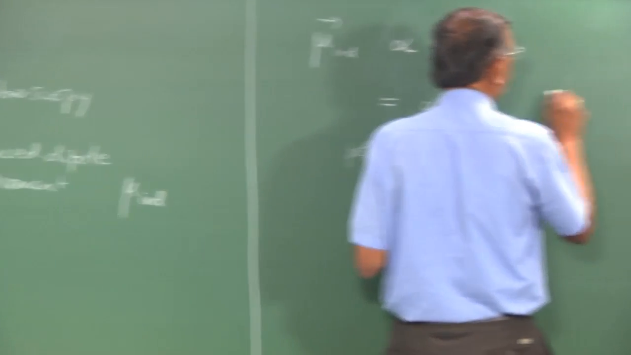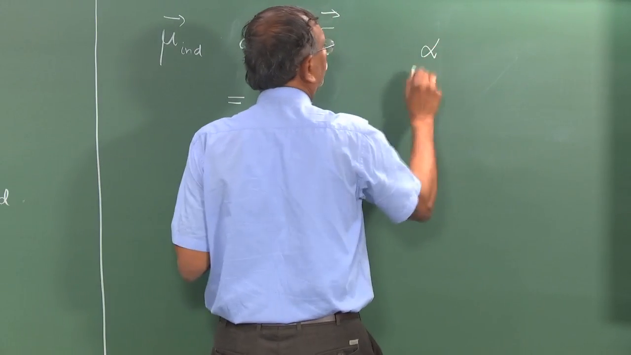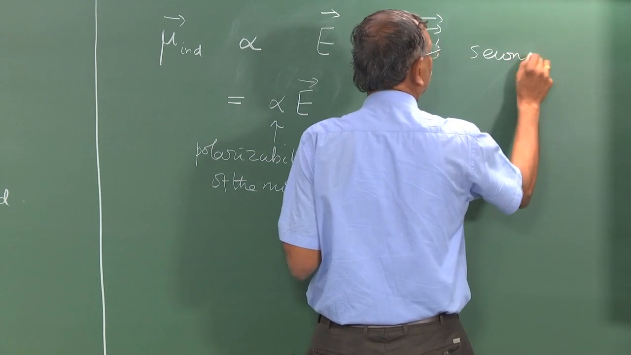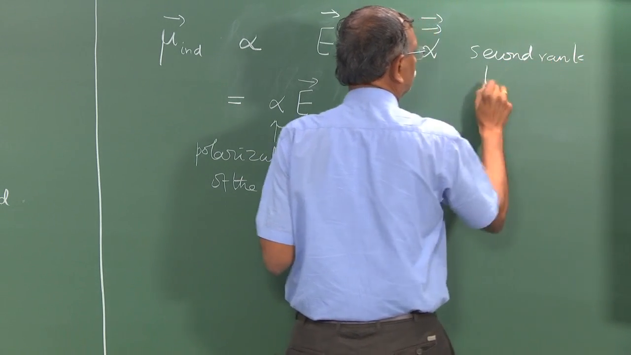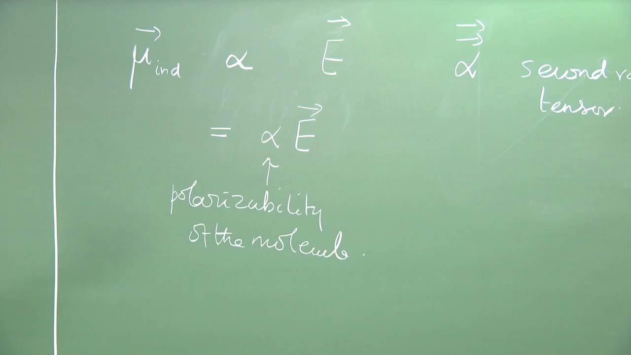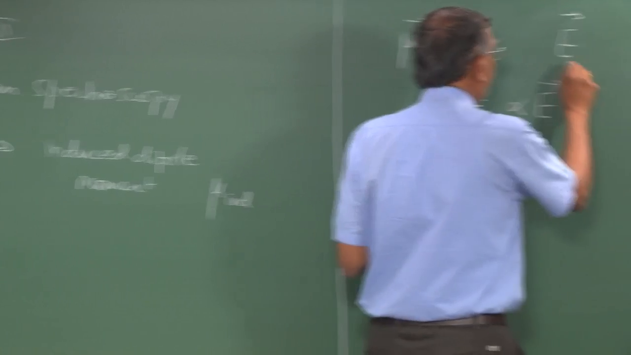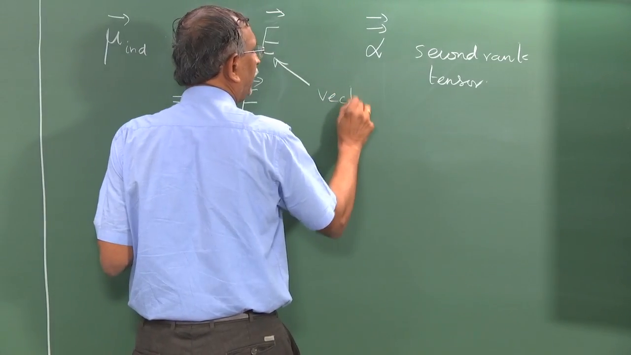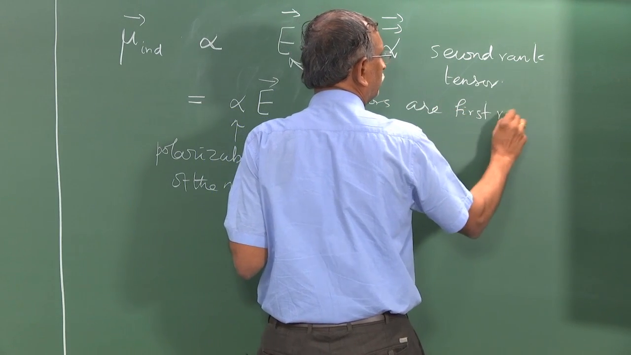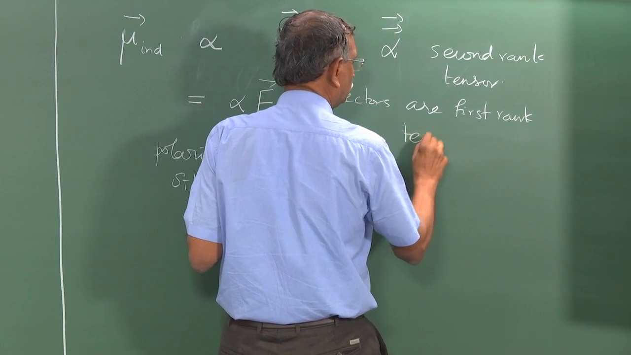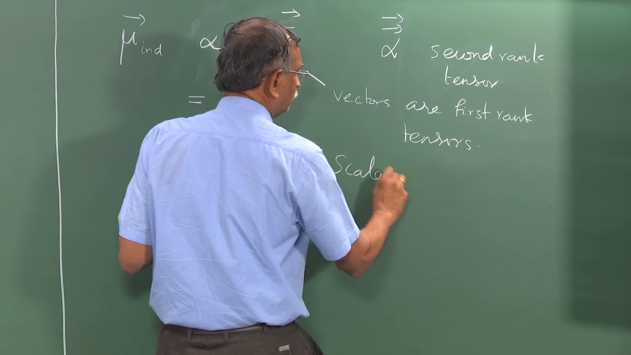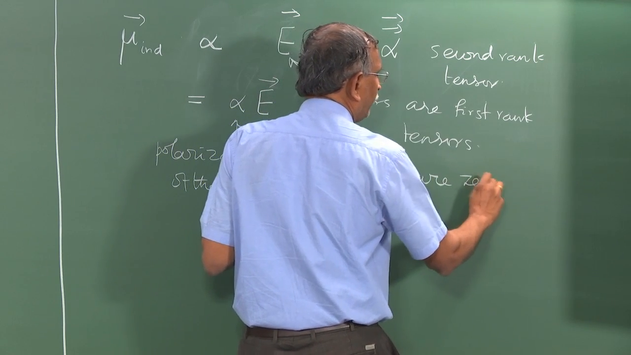That's when you need the idea of what is known as a second rank tensor. Alpha is actually a second rank tensor, and the symbol for that is to write two arrows. And in order to make you feel comfortable with that terminology, I must tell you that vectors that we have here are first rank tensors, and scalars are zeroth rank tensors.